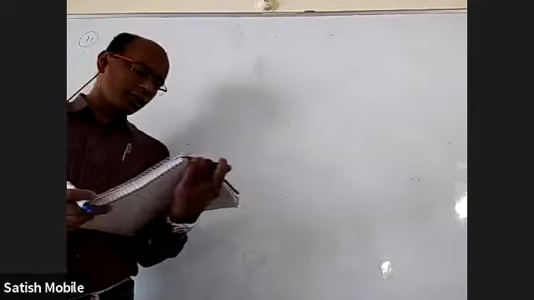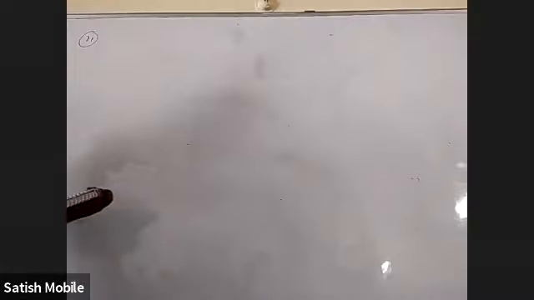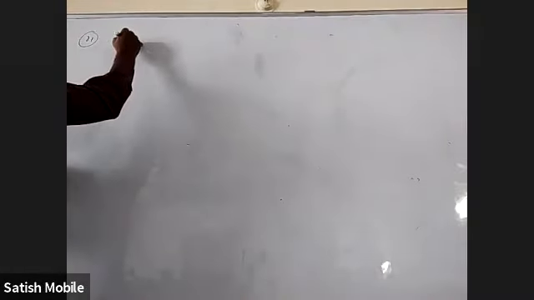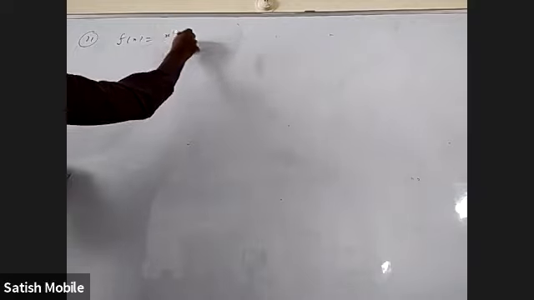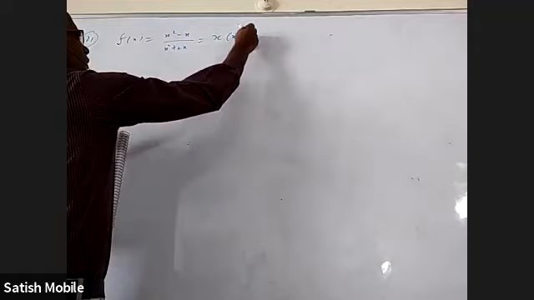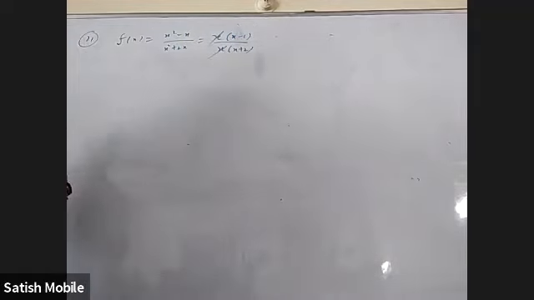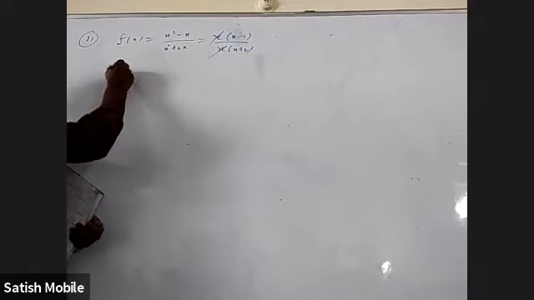Okay, 21, they want derivative of inverse function. So find inverse function and then differentiate it. F of x, they gave it as x square minus x by x square plus 2x. Here I can take x common. Here also I can take x common. x will get cancelled. How will you find inverse function? Take equal to y.